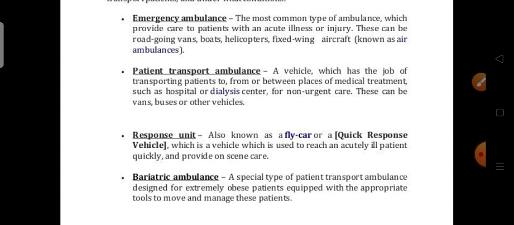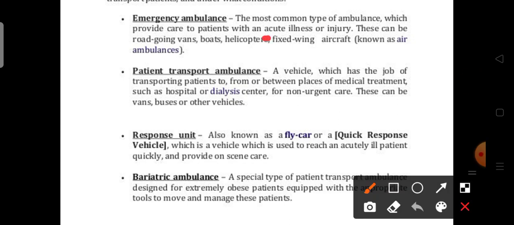Patient transport here is a vehicle which has the job of transporting patients to, from or between places of medical treatment such as hospital, dialysis center and non-urgent care. These can be vans, buses or other vehicles. Patient transport is not in that much emergency, whereas an acute illness is an emergency. Patient transport is for non-urgent cases. These points we can write.